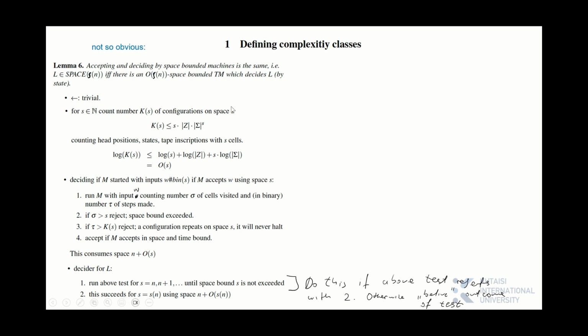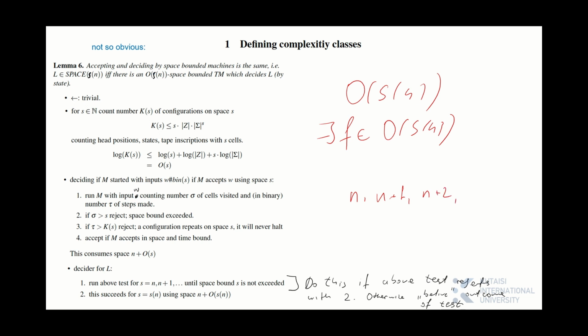Well, not s of n completely, but I know that my machine is O(s(n)) bounded, so there exists some function f, which is O(s(n)), which actually bounds the space of this machine. So I do this n plus 1, n plus 2, until I go to f of n, and if up to f of n all of them got rejected because the space was exceeded, I reject because the space is exceeded.